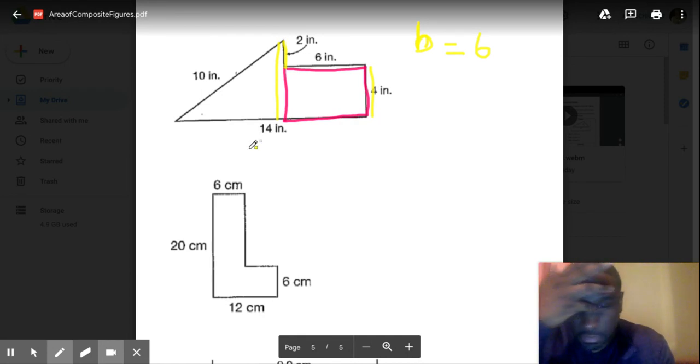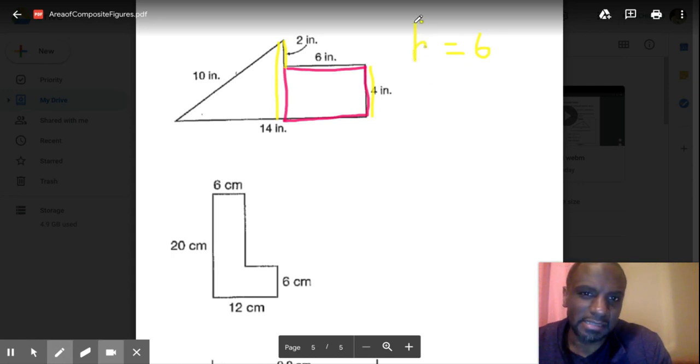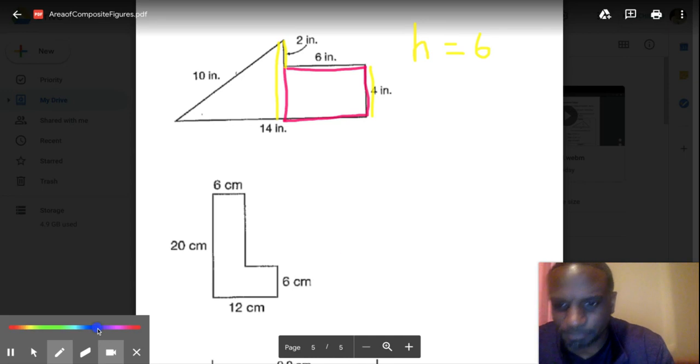Well, you know what? Let's go ahead and change that. I'm going to make that my height, okay? I don't want to confuse you guys. So I'm going to make this my height. I just figured out what my height is now. My height is 6. Now, I need to know what this bottom is. Okay, well, Mr. Hunt, let's see what we got.